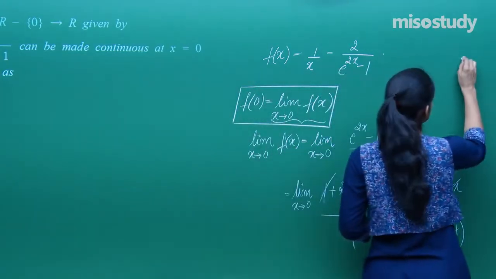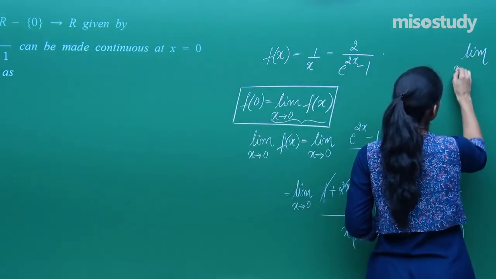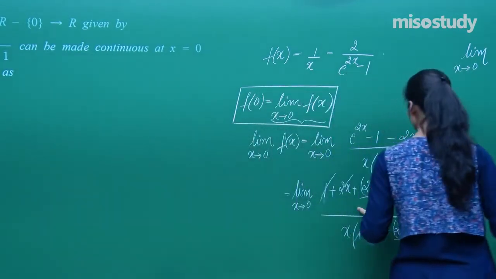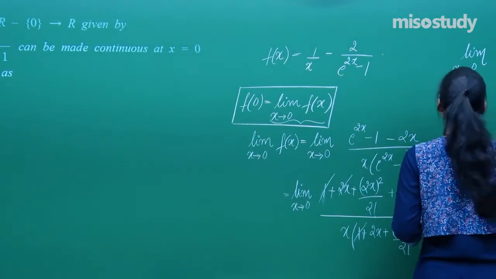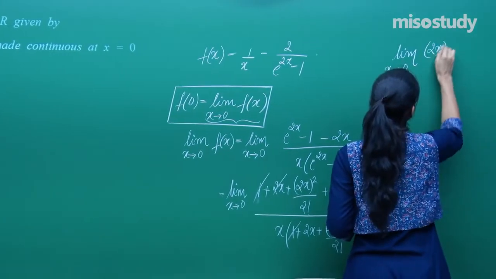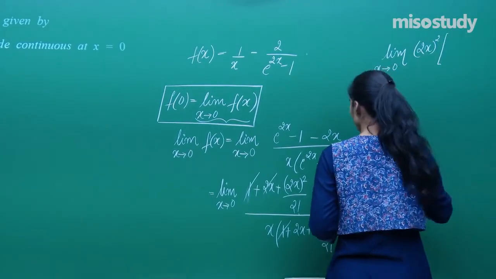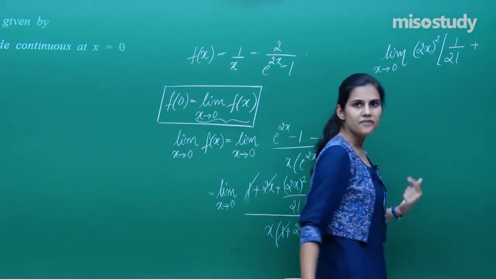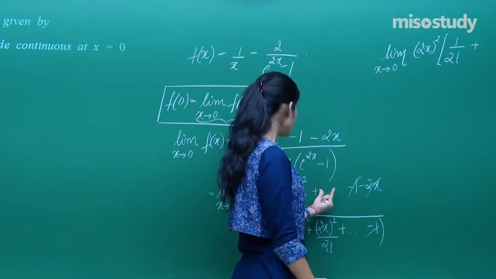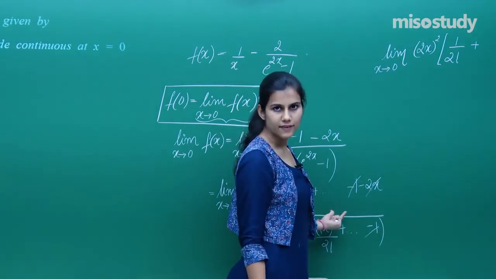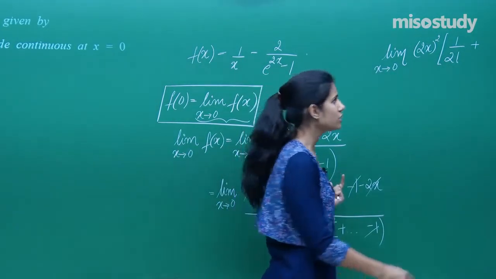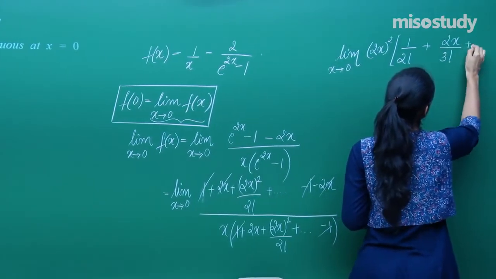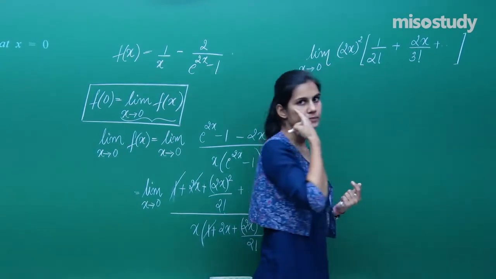What you are left with is limit x tends to 0, this becomes what? 2x square by 2 factorial, then 2x cube by 3 factorial. So basically 2x square can be brought out common. You are left with 1 by 2 factorial and then the rest of the terms have an x term in them. How? This will be 2x cube by 3 factorial. So 2x square has been brought out, 2x is left by 3 factorial and so on. Fine?